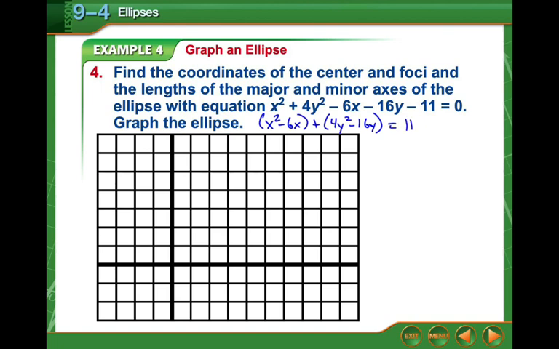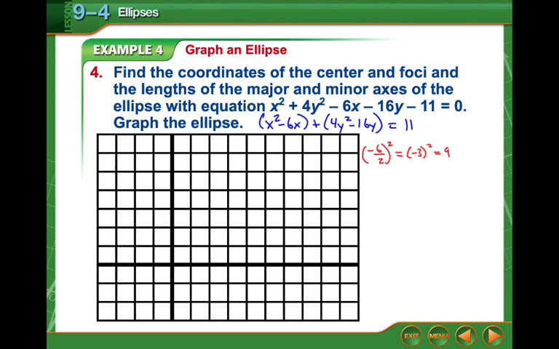So now we need to complete the square with both the x's and the y's. So for the x's, we have a negative 6 for our b, so we're going to divide that by 2 and square it. That's going to give us a negative 3 to square, which is 9. For the y's, we're going to get the negative, well, hold on. Before we do that, we need to move that 4 out.